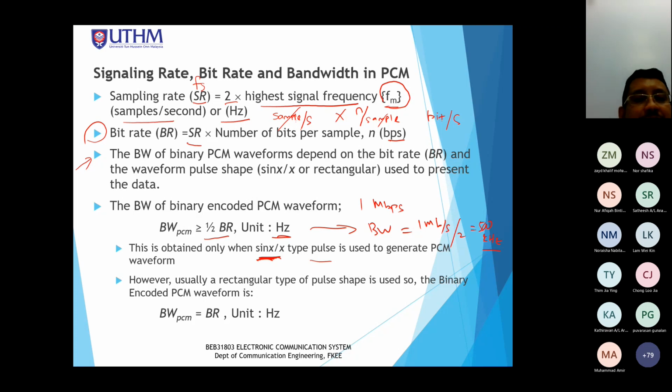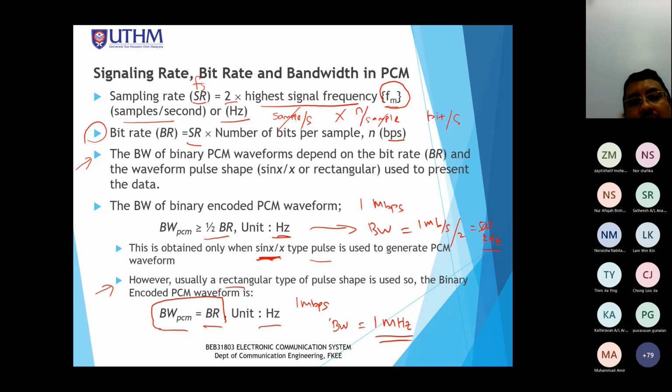Okay, and if you use a rectangular pulse during the sampling process, the bandwidth is going to be equal to the bit rate. So if the bit rate is 1 megabit per second, we're going to produce a bandwidth equal to 1 mega, but the unit is in terms of hertz. The unit must be in terms of hertz. So normally, when we ask how much is the bandwidth of PCM, normally we will use these equations.